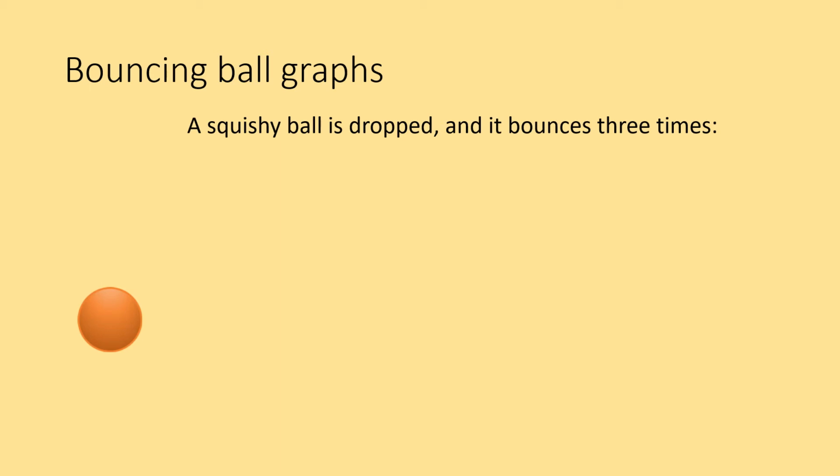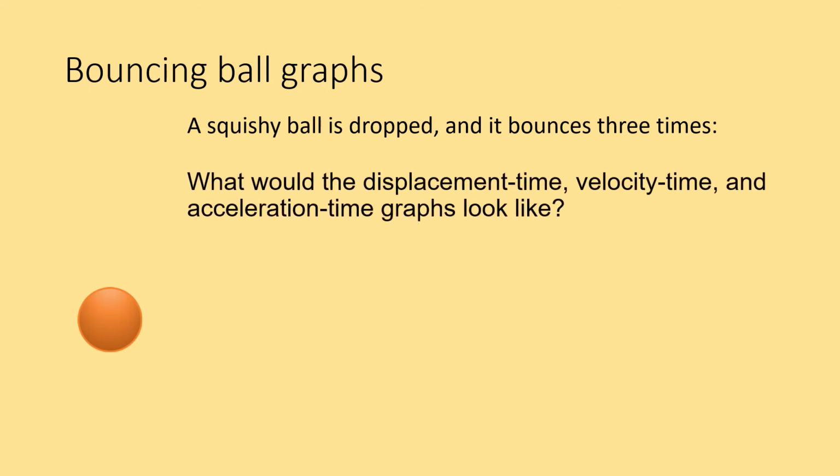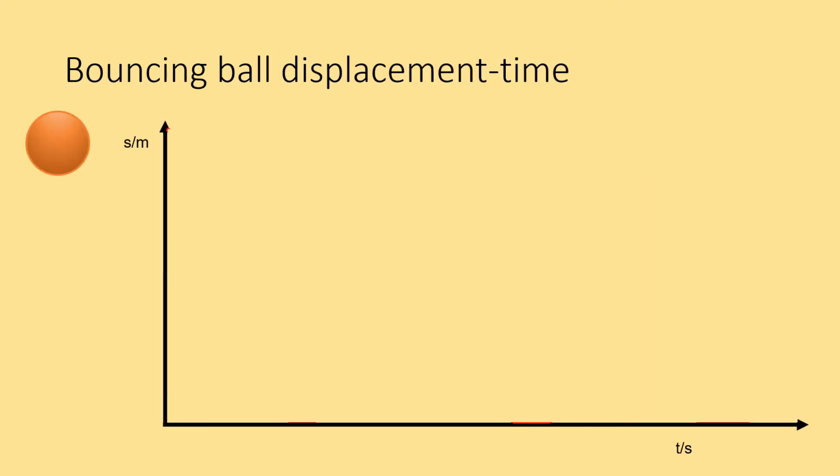But if you slow down footage of a bouncing ball, then you'd see it. There are some amazing videos out there of golf balls landing or being impacted. I recommend you go and look at them. So what would our graphs look like? A displacement time graph, a velocity time graph, an acceleration time graph. So let's have a look.